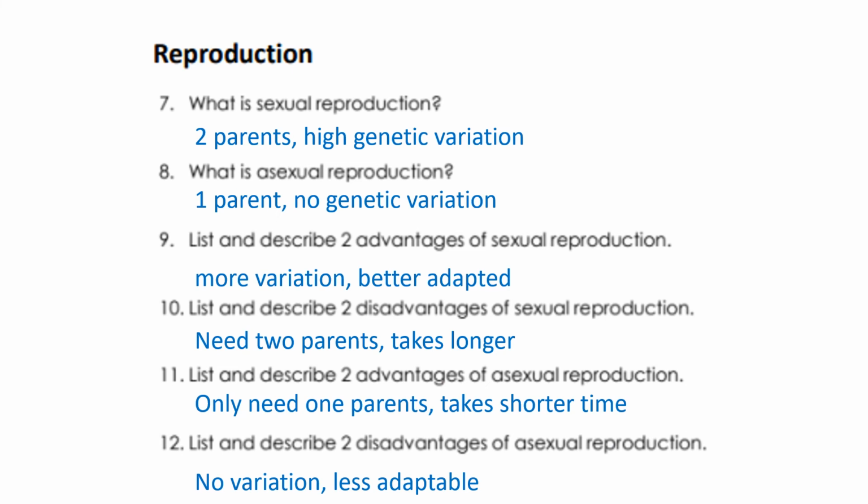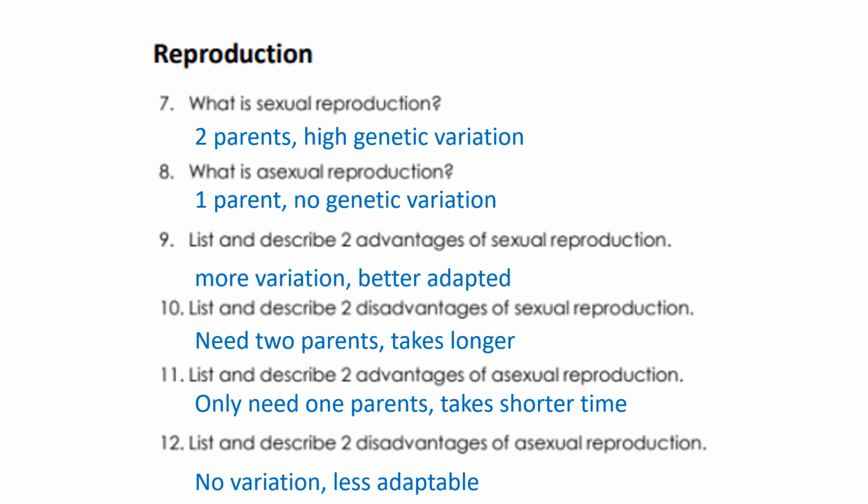Reproduction. So sexual reproduction, remember, has 2 parents. I'm going to have high genetic variation. The DNA is going to all mix up and the kids are going to look different for sexual reproduction. Asexual reproduction is only going to have 1 parent and it copies itself and splits. So there's no genetic variation. It's going to be an exact copy of the parent, right?